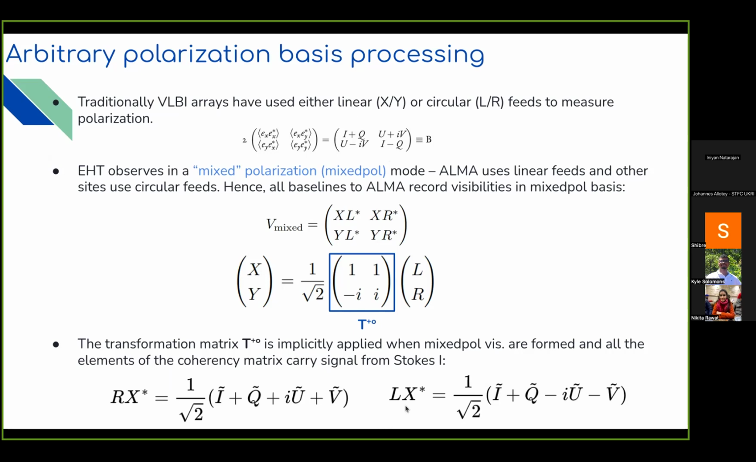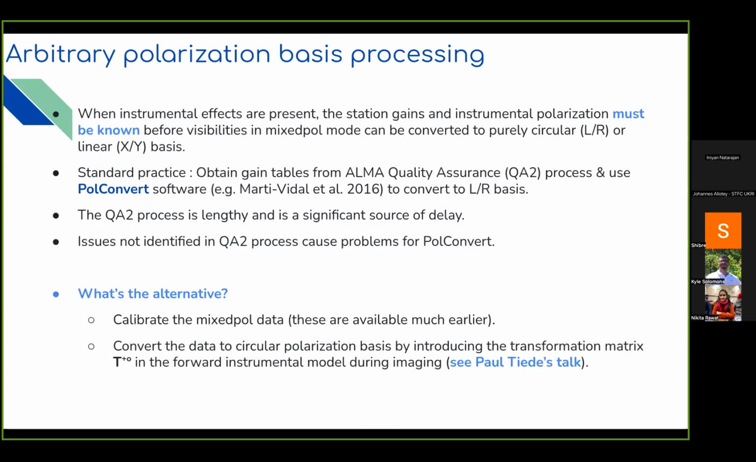But this transformation is also governed by a single static matrix that you can introduce in the Jones chain when you're calibrating. And that will come in handy in the next slides. So when there are instrumental effects, and there always are instrumental effects, the station gains and the additional complication introduced by polarization must be known in advance before visibilities in mixed pol basis can be calibrated.